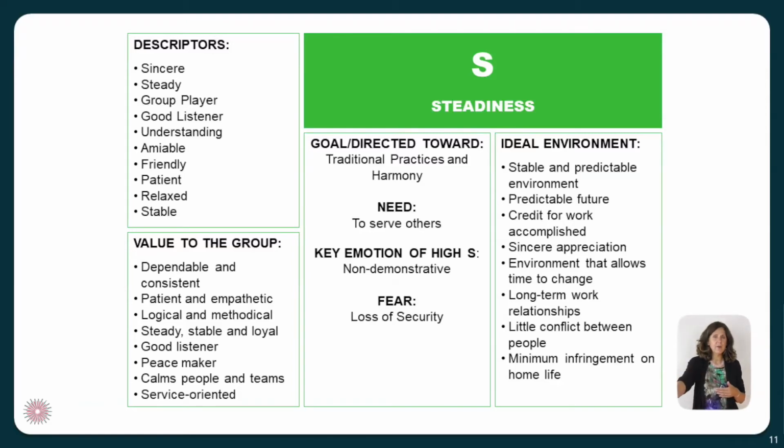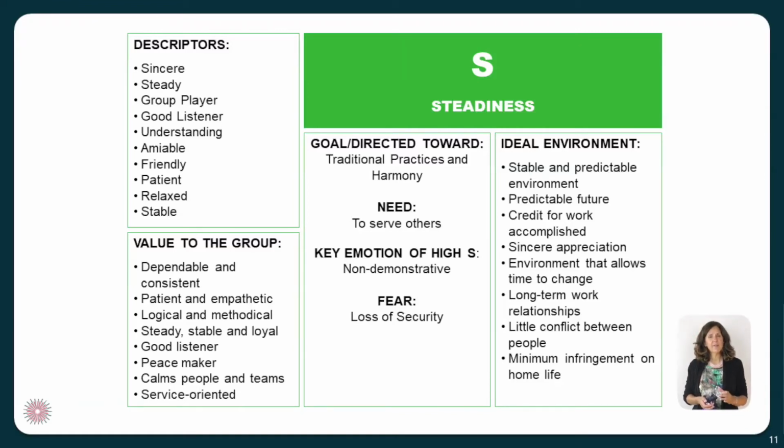They like to know where they're going to go. If you're going on vacation, where are we going and how are we going to get there? So everything about a high S is about creating consistency and stability in the environment. The need that a high S has is to serve. So they're always looking for how can I make a contribution in serving the needs of others. It's a very selfless kind of communication and problem-solving style.